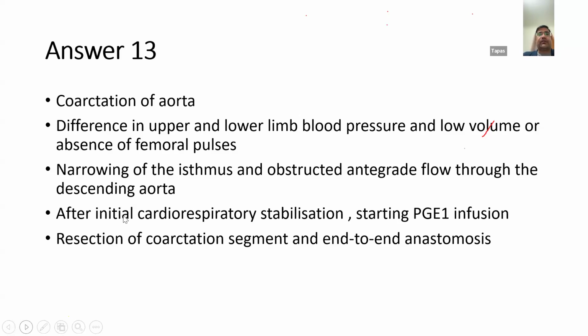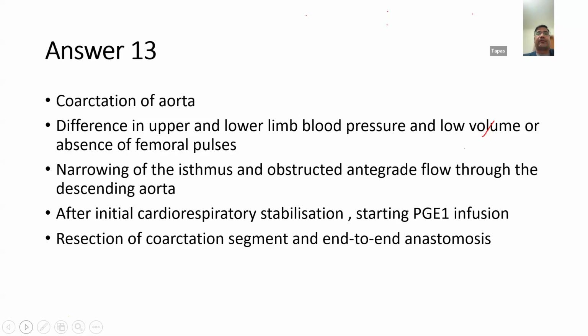So the echo findings are rightly said. There's a narrowing of the isthmus and there's an obstructed antegrade flow through the descending aorta. Since it's a significant, severe coarctation of aorta, and because the baby has features of CHF as you have seen, along with the shock, this is a severe coarctation.